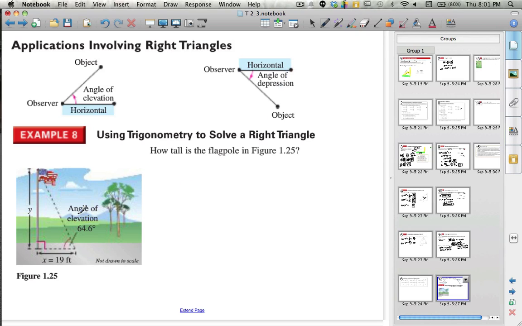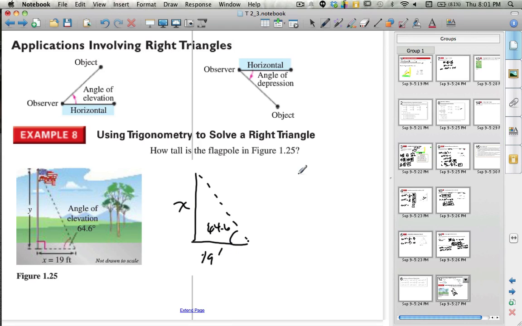So in this particular case, we want to figure out how tall this flagpole is. And we see we've got this horizontal line that's 19 feet. And then we've got this flagpole, and we want to know how tall is it. But we've got this angle of elevation. This angle here is 64.6. Okay, so when you think about what I might use, what I want is the side opposite, and what I have is the side adjacent.